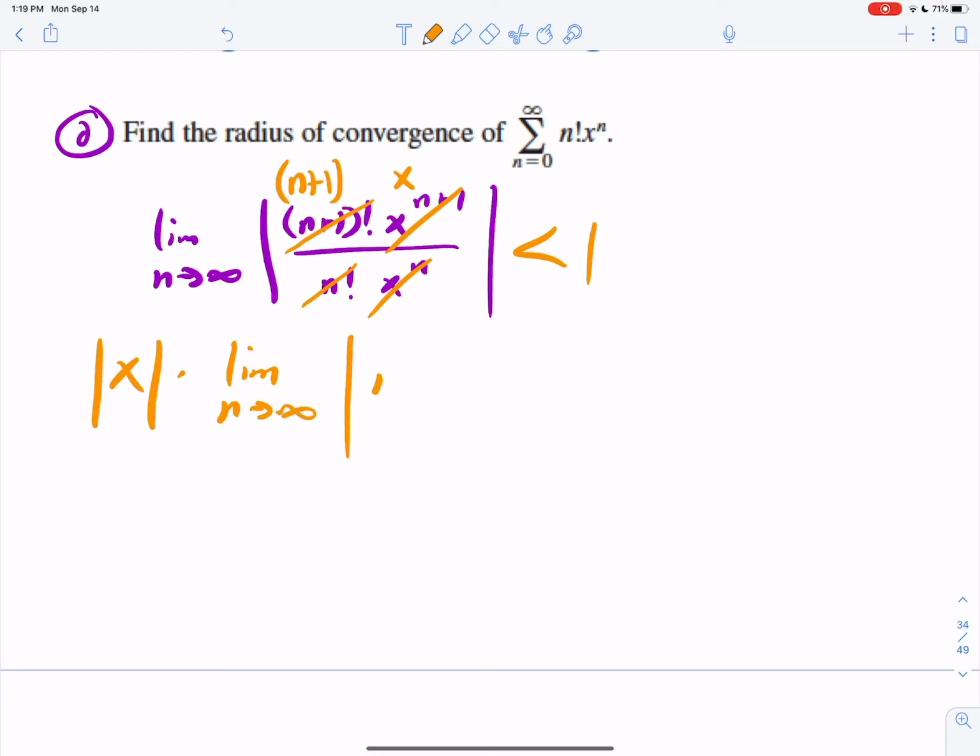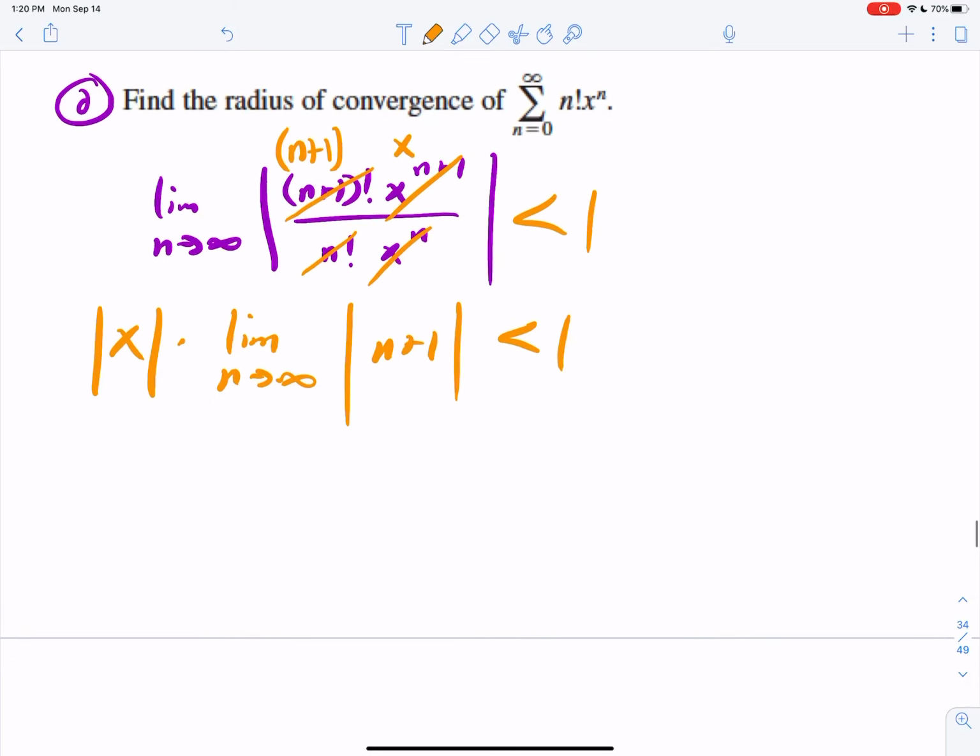So this is where it gets a little weird. The limit of n plus 1 as n goes to infinity actually comes out to infinity. So is there any x value here that'll make this true? Okay, so this is one of those rare cases where this is only going to work if x equals 0, because if you have x as 0, that'll definitely be less than 1, but your radius is basically 0. Okay, because there's only one number that'll actually work. Okay, again, don't put too much emphasis on this. This is what you would call a rare case, okay?